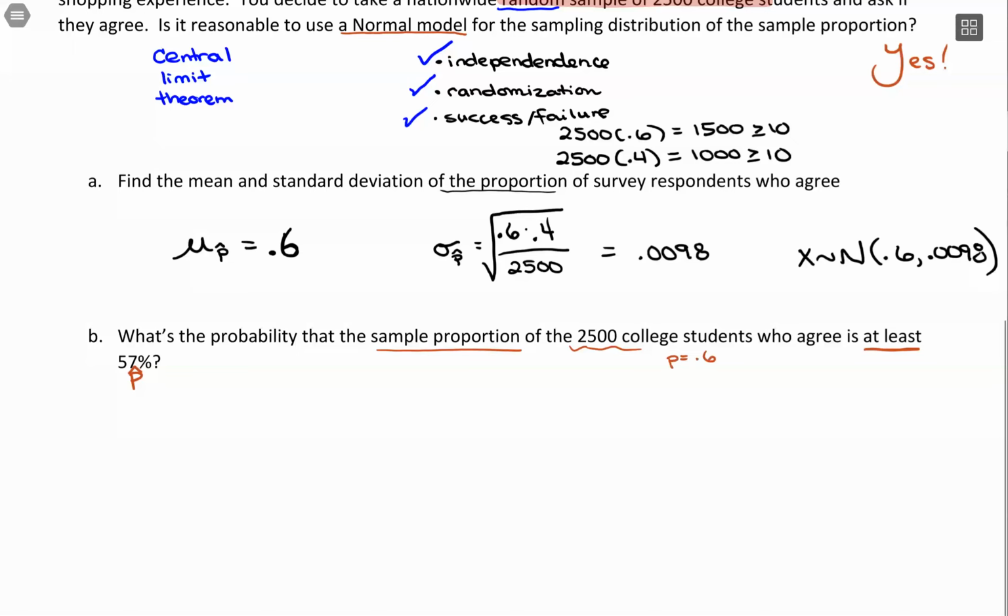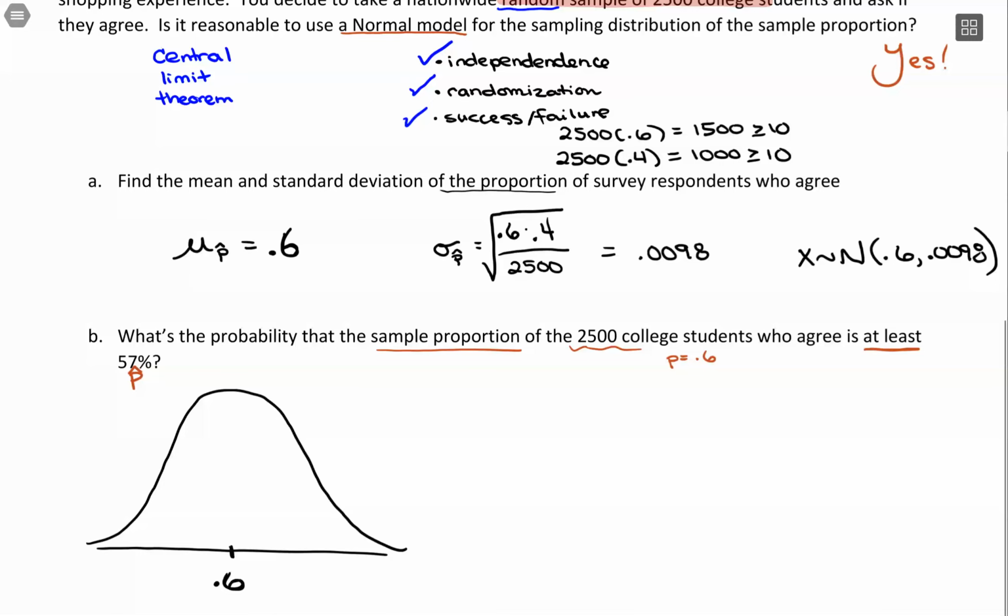So what we need is our distribution. This bell-shaped curve that we're building here is going to show us how these proportions distribute, this sample proportion of 2,500 college students agreeing, based on that we expect 0.6. So I could already draw the center there. I know that's going to be 0.6.